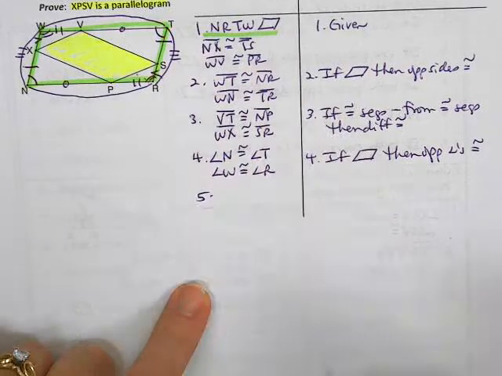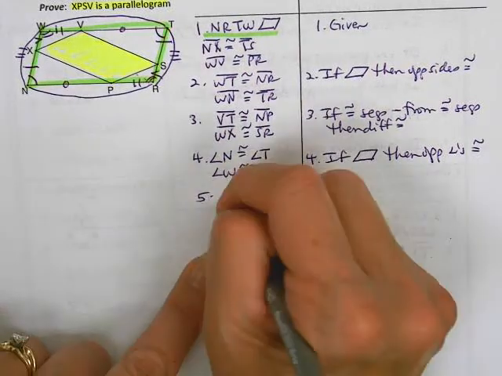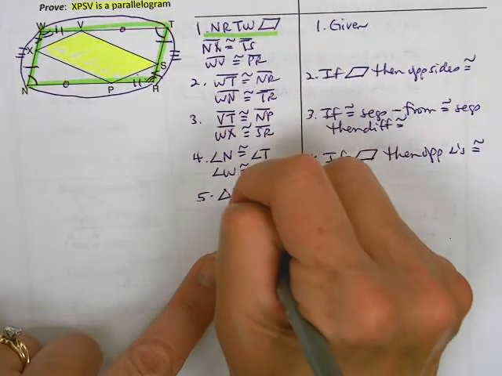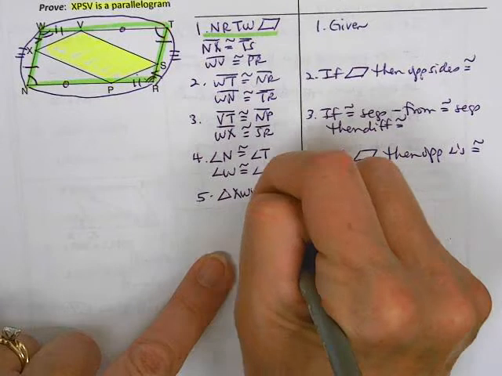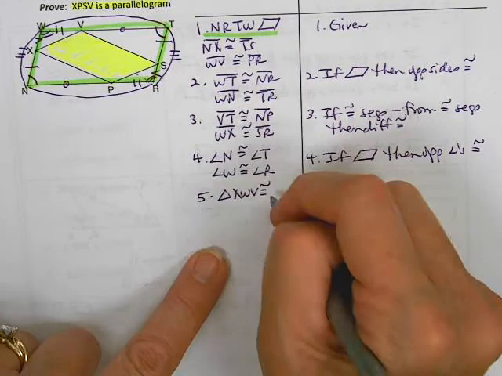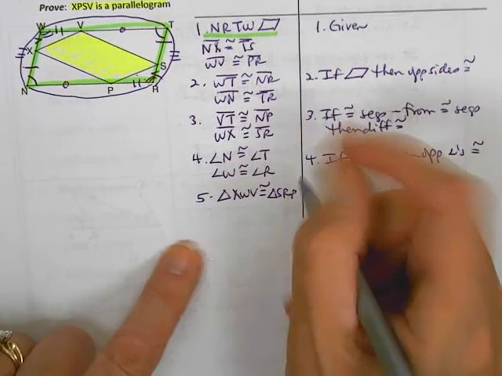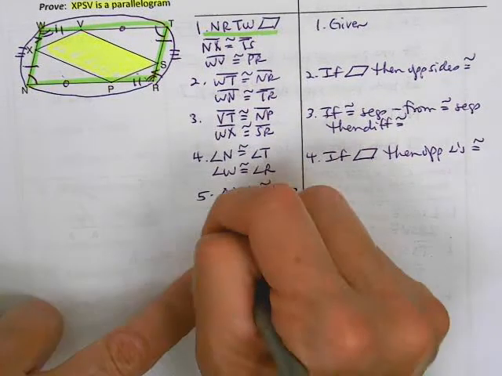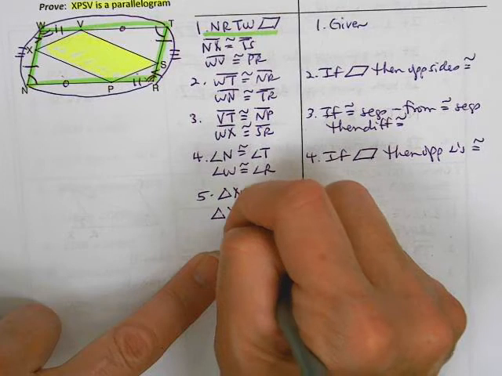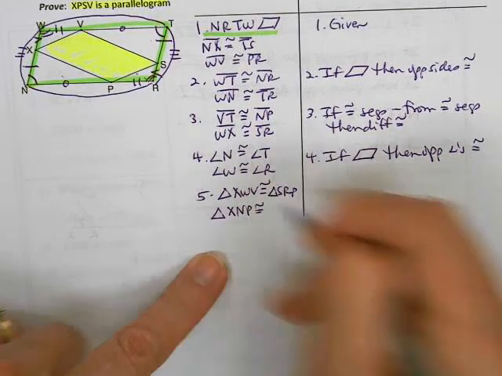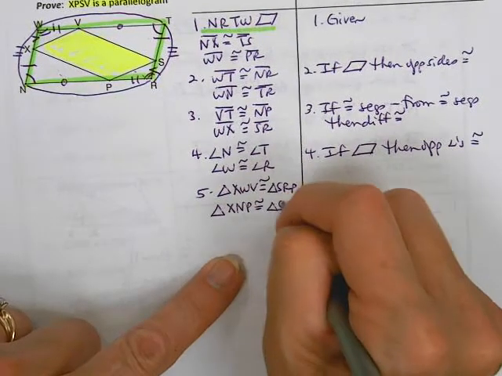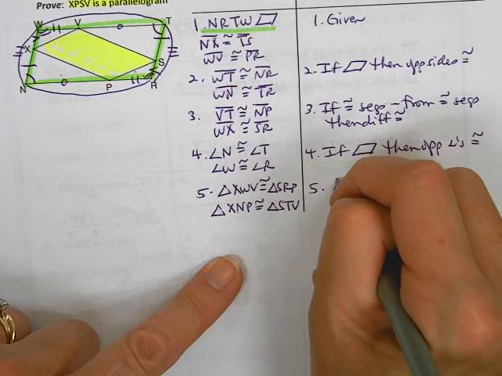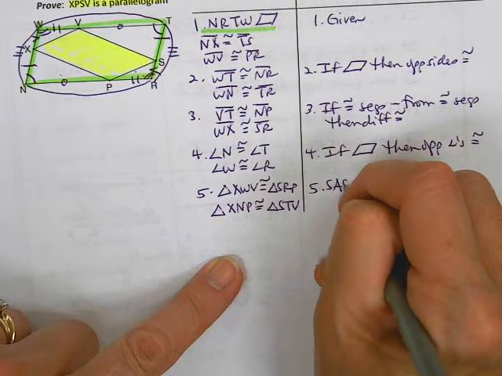That will enable me to get my triangles congruent. So I have triangle XWV, that little guy, congruent to triangle SRP. And then here I have the left and the upper right there. That would be triangle XNP congruent to triangle STV. And that's going to be side angle side.